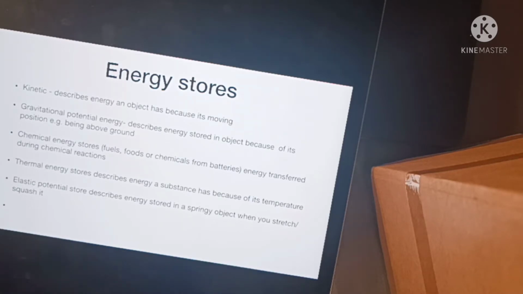So to begin with, you've got kinetic, which is basically movement. Gravitational potential, so it's like its position, so whether it's high above the ground, low above the ground. Chemical energy stores like fuels, foods, or chemicals from a battery, and this energy is transferred during chemical reactions.